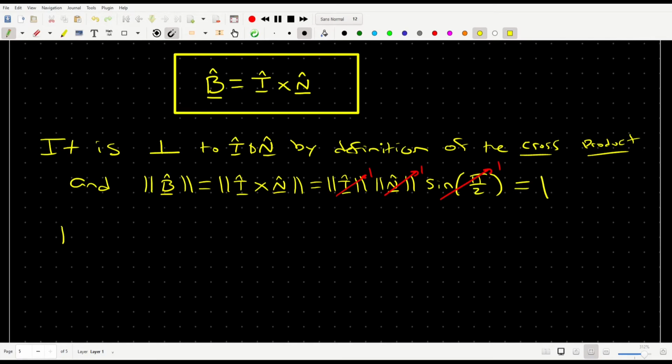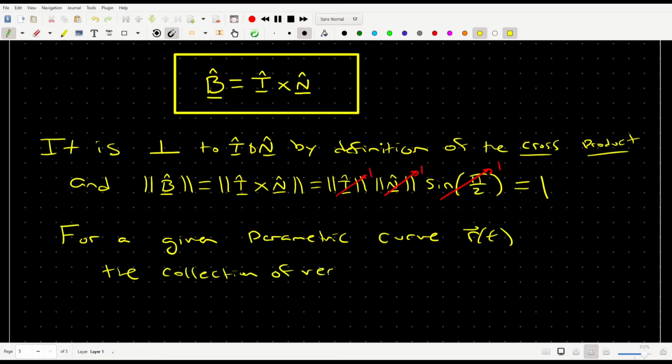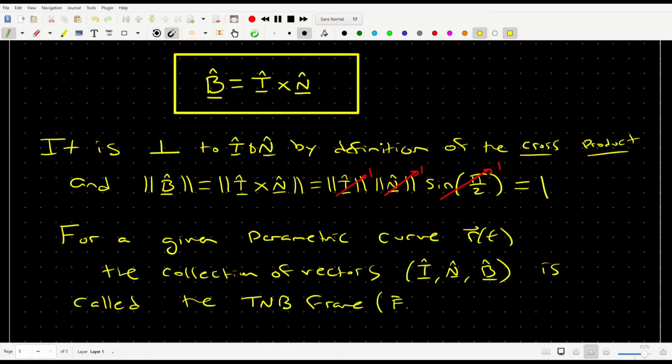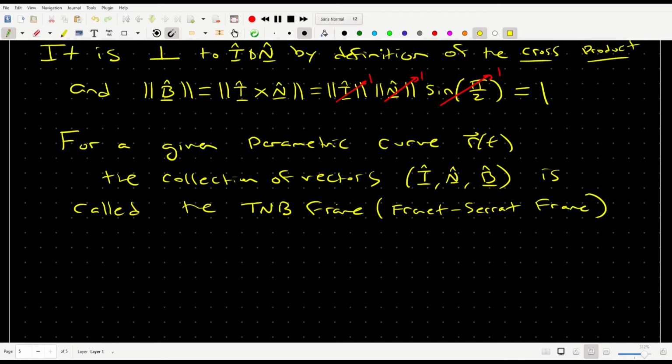So for a given parametric curve, the collection of vectors t hat, n hat, and b hat is called the Tnb frame, also sometimes known as the Frenet-Serret frame, and governs the motion along the curve.